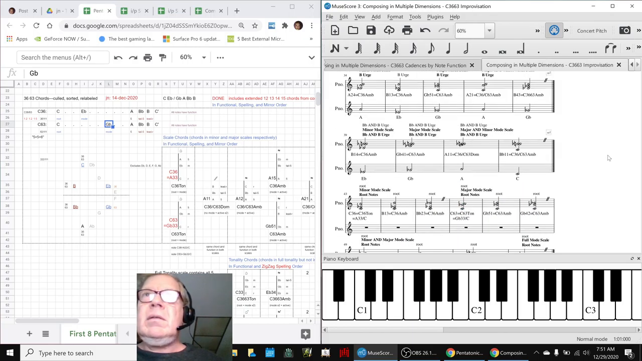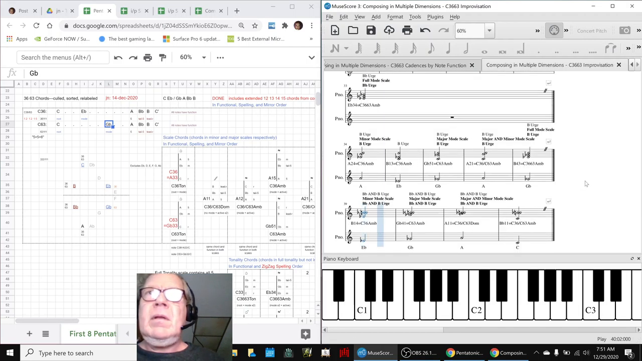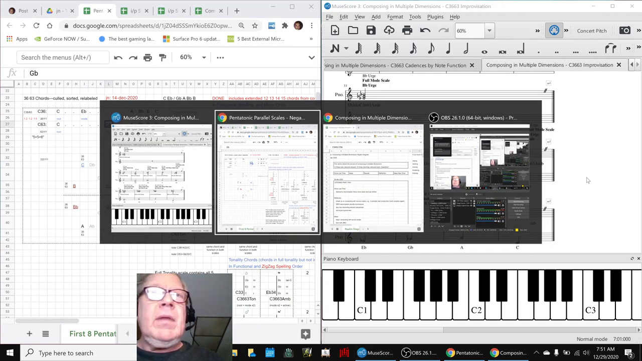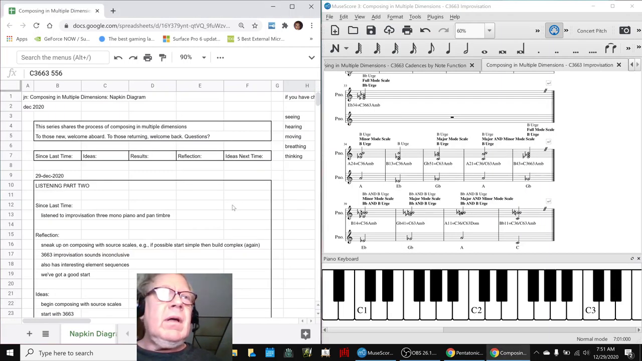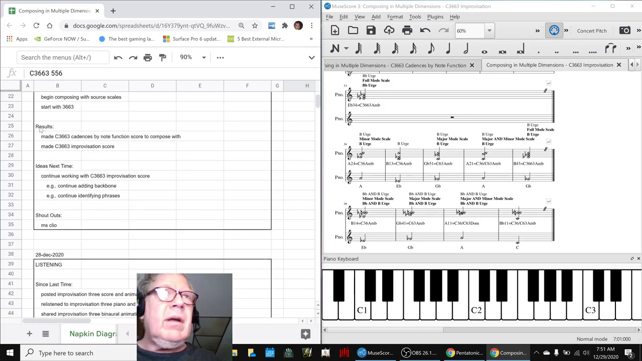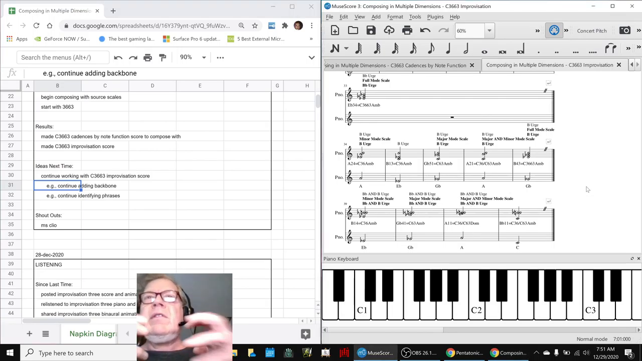So one of the things we really like is this right here. Da-da-da-da. So our ideas for next time are to continue working with this improvisation and keep adding the backbone and identifying phrases. And this is going to give us more pieces to put our composition together with.